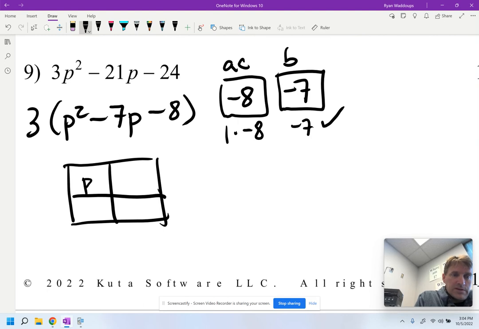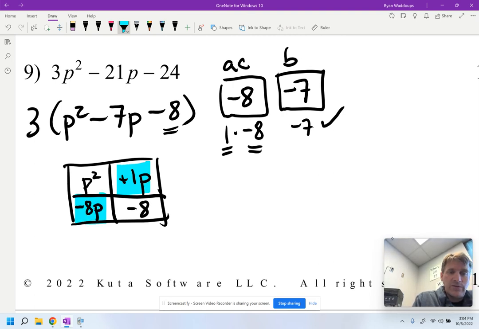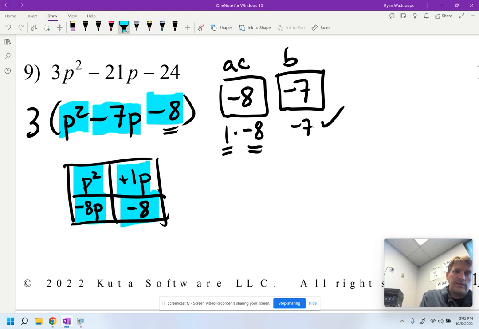So I'm going to put p squared up here, plus 1p from my 1 here, minus 8p from my negative 8 here, and then minus 8 from negative 8 here. These two terms right here, plus 1p and negative 8p, if you add those together, you get negative 7p. And then p squared is here, and negative 8 is here. So everything in the polynomial in the parentheses is included in the box.